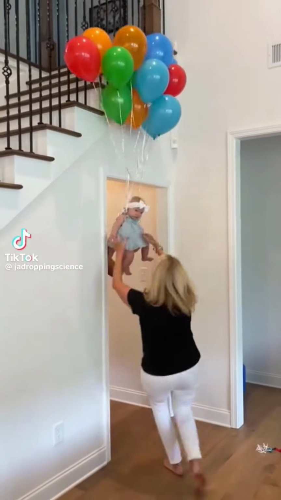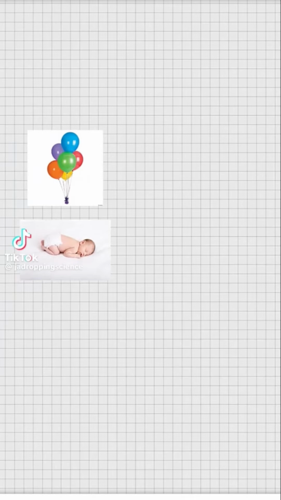The baby appears to be floating away. Psych, it's just a prank. But that got me wondering how many balloons would it actually take to start lifting a baby.